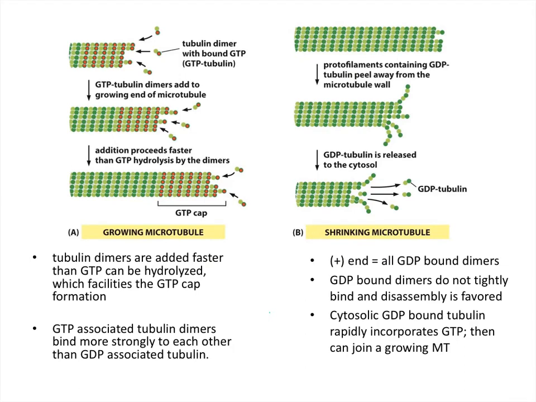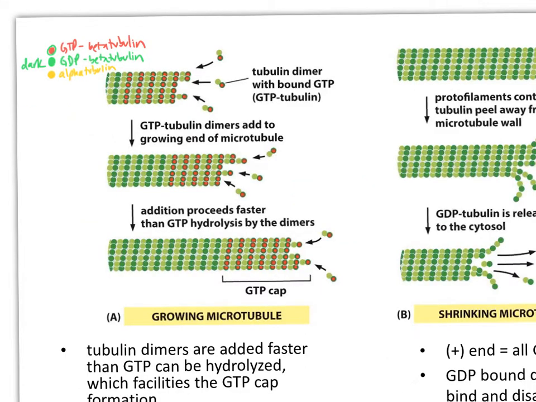This is figure 17-15 from your textbook. So let's break down this figure. Basically, let's look at the color coding. Over here, you see these free-floating or cytosolic heterodimers. And notice that there's this light green, which I've actually put in yellow, and that's the alpha-tubulin. And then we've got this olive-looking thing with a green rim and then a red center, and that is beta-tubulin bound to GTP.